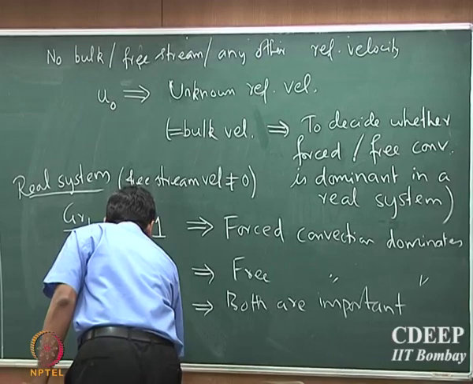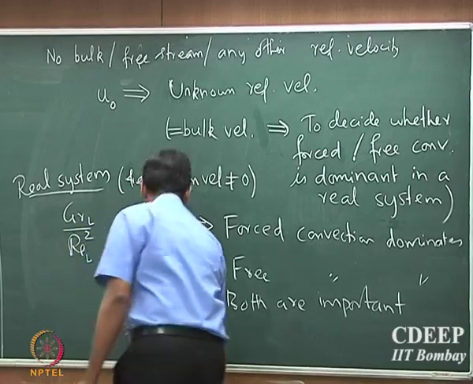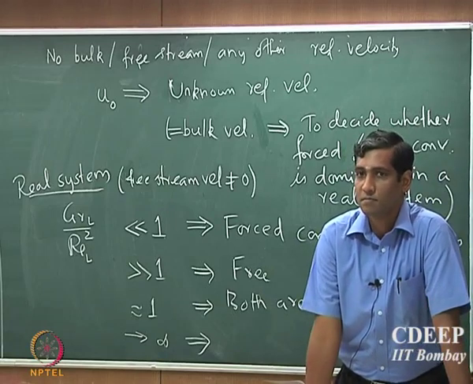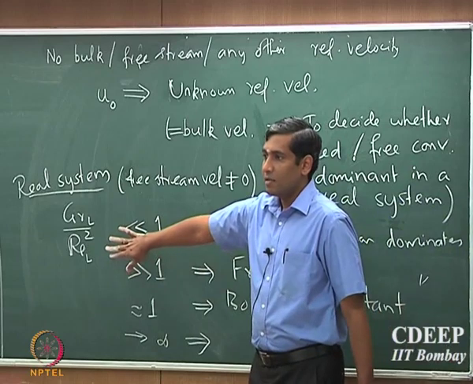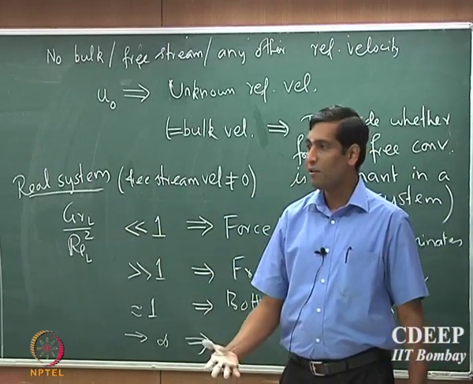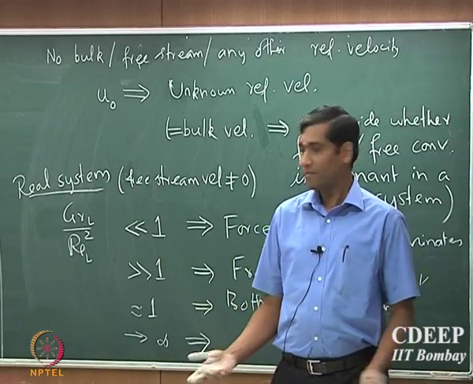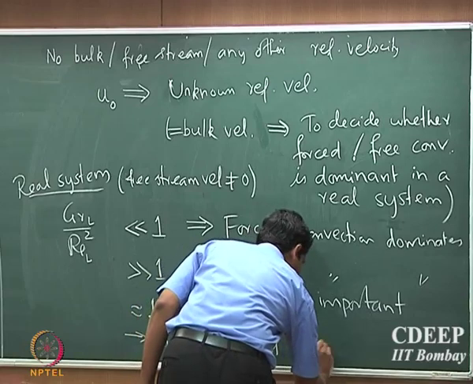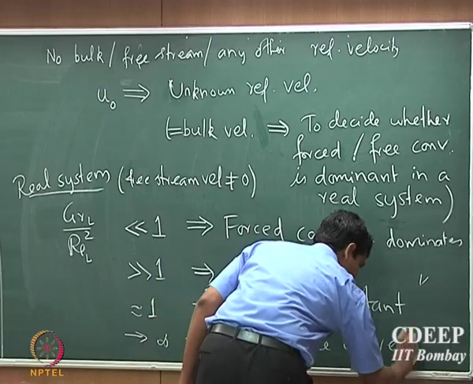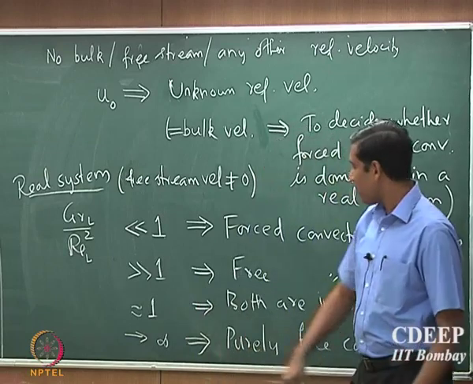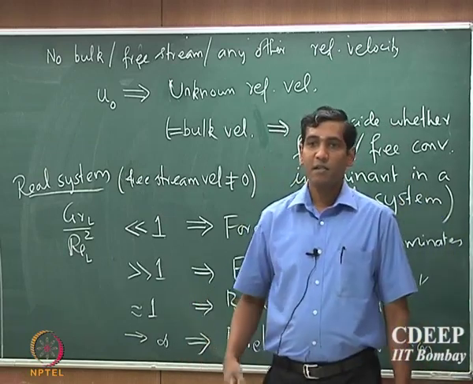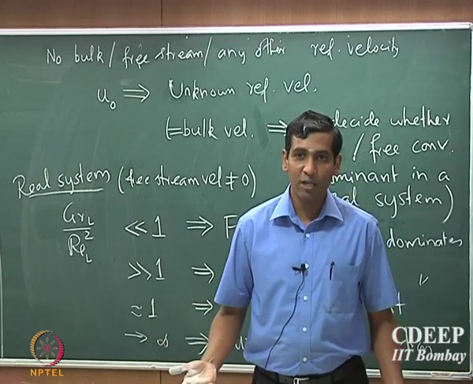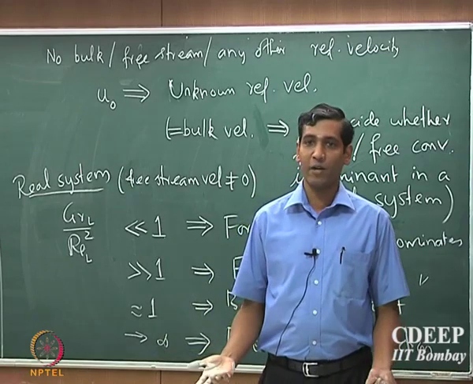And what if it tends to infinity? Look at the ratio. U naught tends to 0. So that's a purely free convection problem. When this goes to infinity, it simply means that the bulk Reynolds number goes to 0, which means that the bulk velocity is 0, which is the definition of free convection.